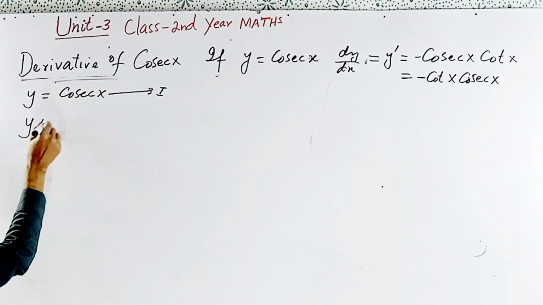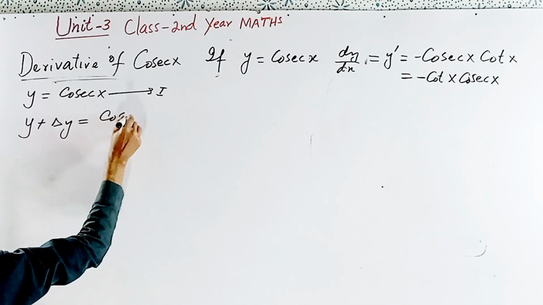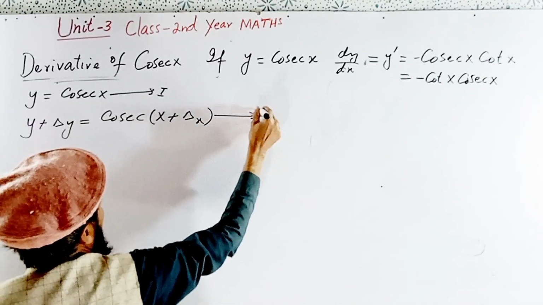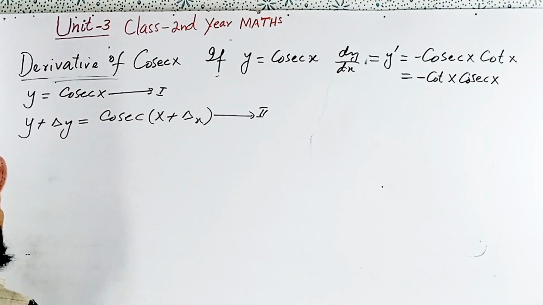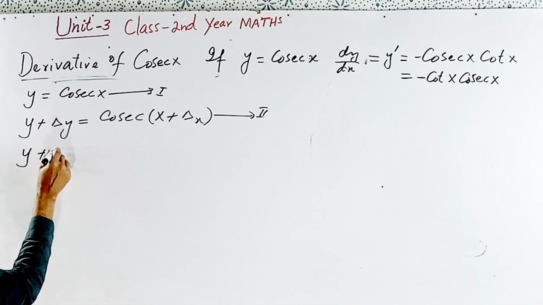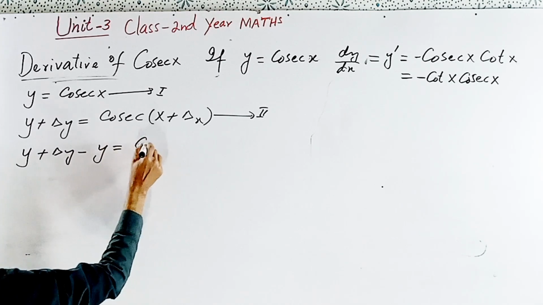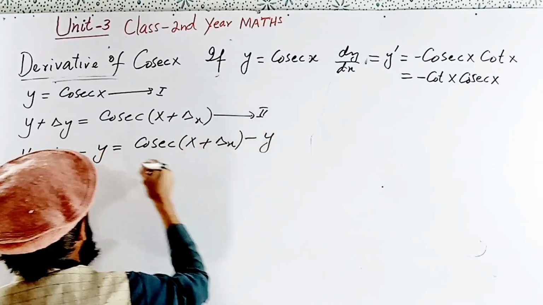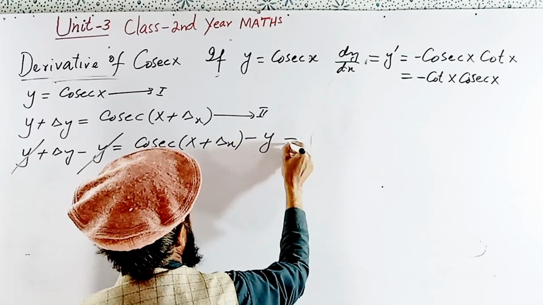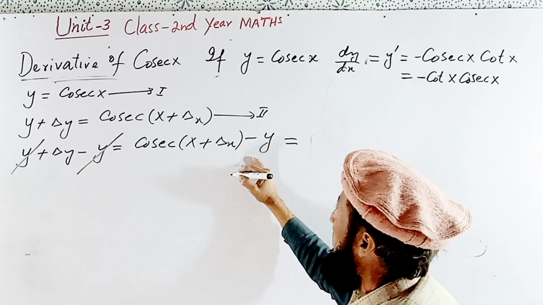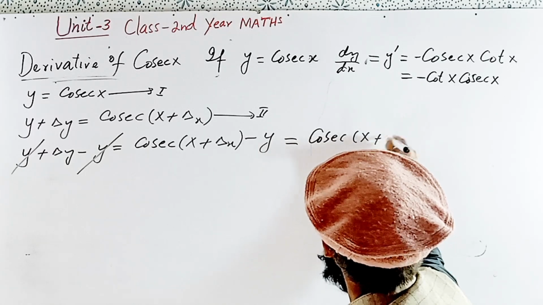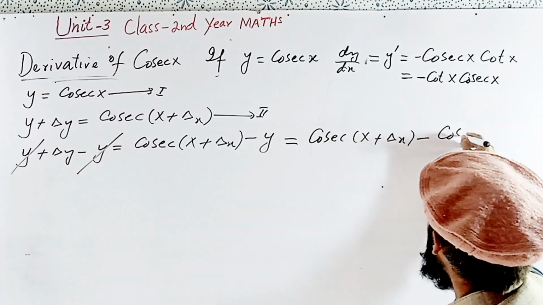Now taking increment on both sides of this equation, y plus delta y is equal to cosecant of x plus delta x, equation number two. Now subtracting y from each side of this equation, y plus delta y minus y is equal to cosecant of x plus delta x minus y. Both y and y are cancelled. We substitute equation number one, put the value of y, that is cosecant x, so delta y equals cosecant of x plus delta x minus cosecant x.